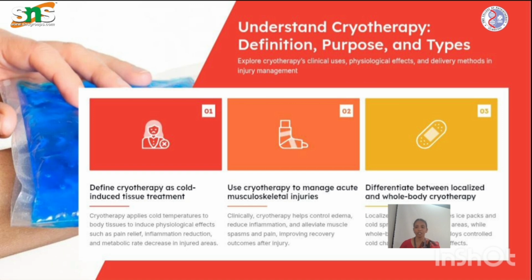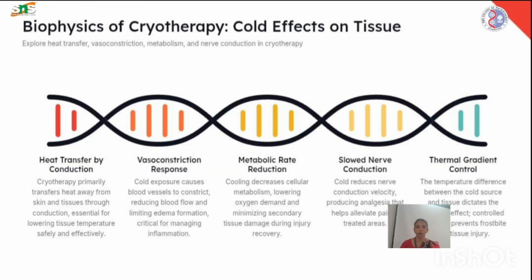recovery outcome after injury. To differentiate between localized and whole body cryotherapy: localized cryotherapy includes ice packs and cold sprays targeting a specific area, while whole body cryotherapy employs a controlled cold chamber in which the entire body is immersed. That will produce a systemic effect.